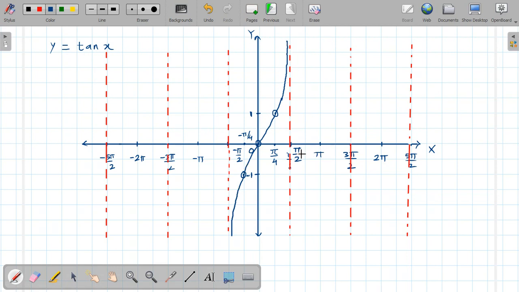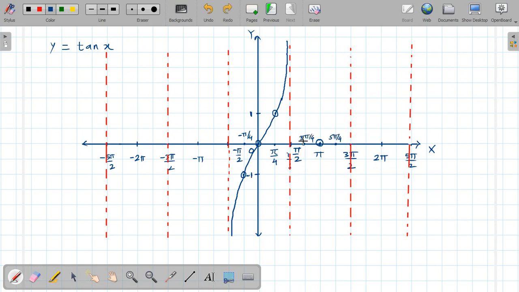Okay, similarly, if we take pi by 2 to 3 pi by 2, then we know that for pi by 2, the value of the tan function is infinity. Also for 3 pi by 2, the value of the tan function is infinity. But tan pi is 0. Now in between 3 pi by 2 and pi, what will be the point here? This one and this one, between pi by 2 to pi and pi to 3 pi by 2.